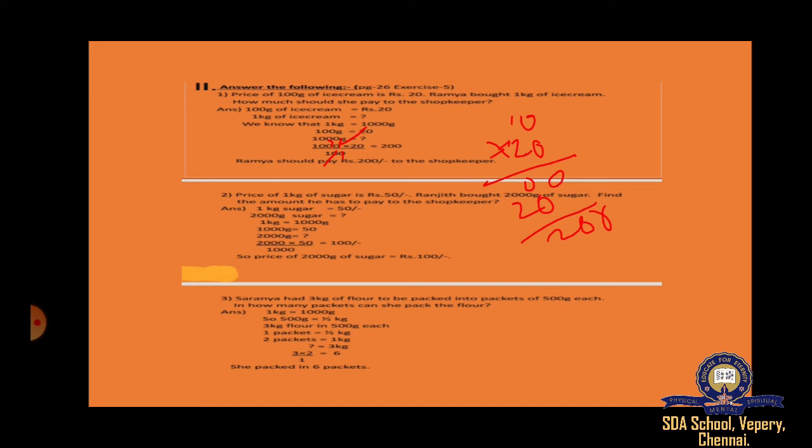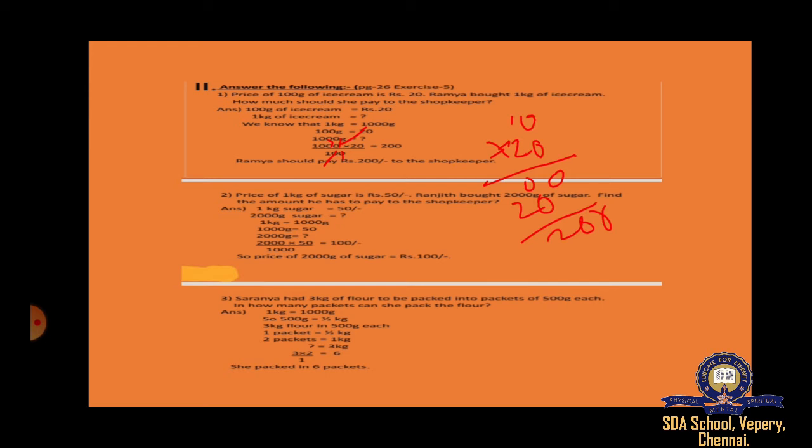Okay, next. See, the price of 1 kg of sugar is 50 rupees. Ranjit bought 2000 grams of sugar. Find the amount he has to pay to the shopkeeper. So 1 kg of sugar is 50 rupees, and we have to find out for 2000 grams of sugar. 1 kg means 1000 grams. 1 kg is 50 rupees, that is, 1000 grams is 50 rupees. So 2000 grams is how much?